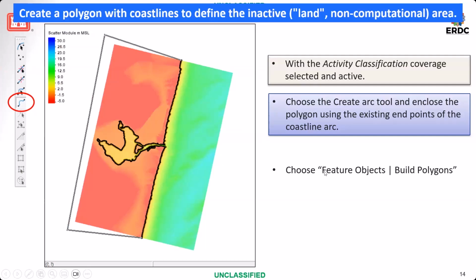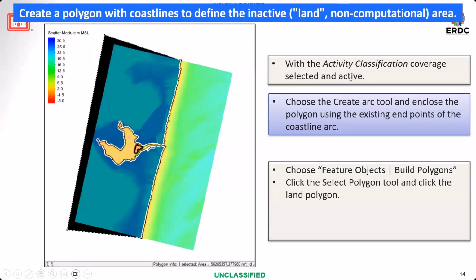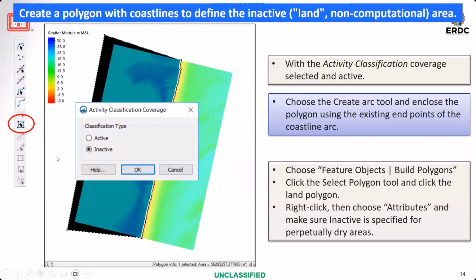So now up at the top, we will go to Feature Objects, Build Polygons. So that's what this step is here. Feature Objects, Build Polygons. And then once we do that, we're able to click in the middle of this polygon and right-click it to select a polygon. Make sure you're working in the active Select Polygon tool. When we right-click that, it'll bring up the attributes. That's what this little pop-up shows us. And we can set that as active or inactive.